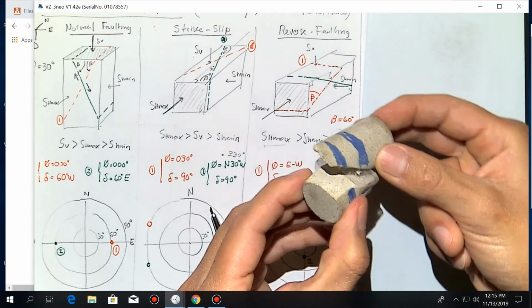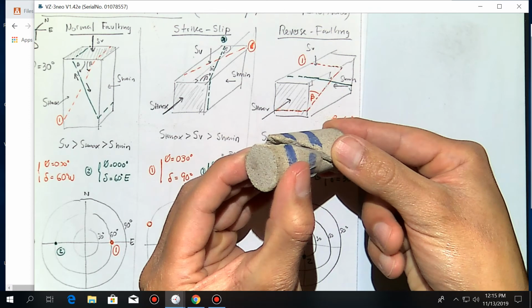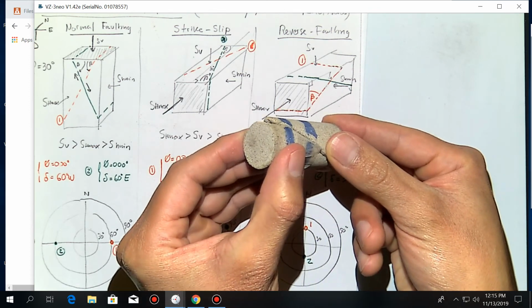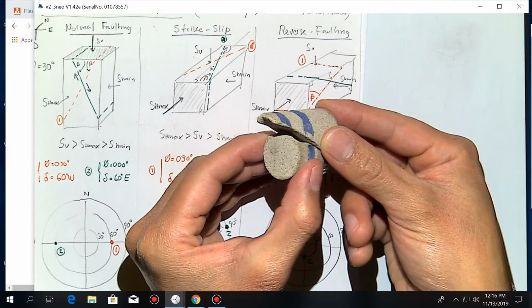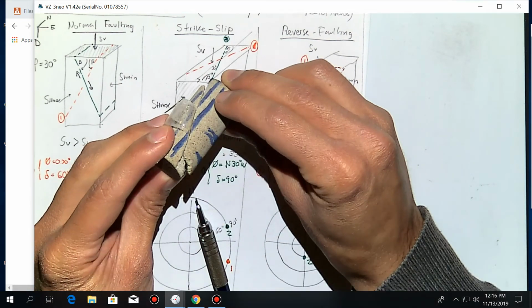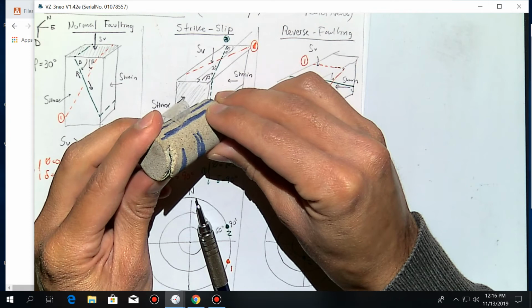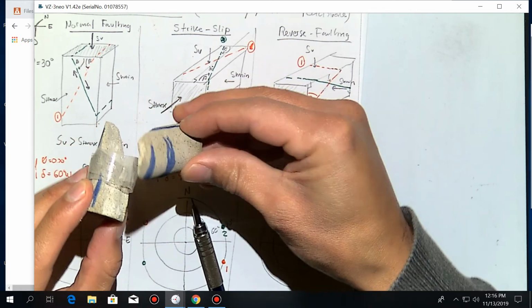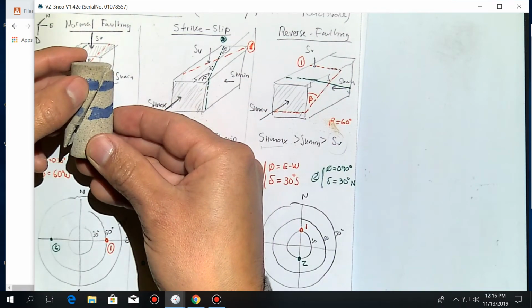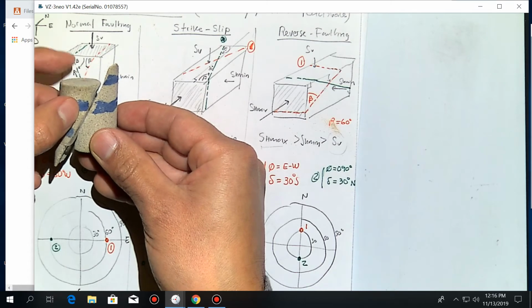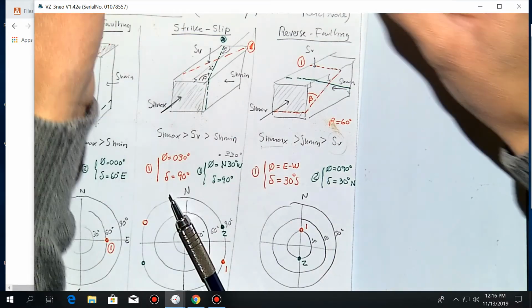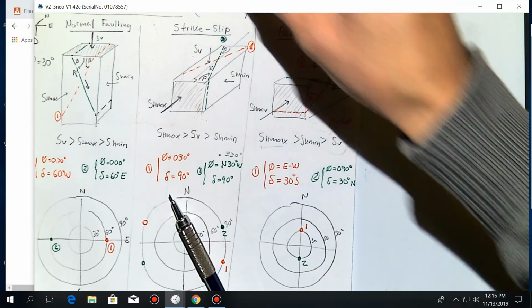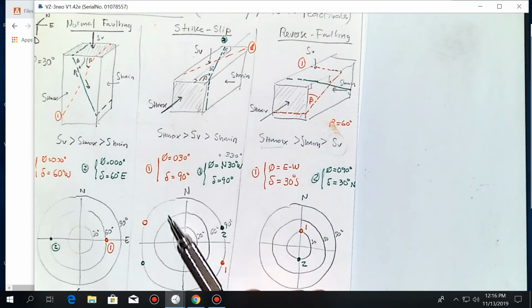That these two parts are going to move, always opening or pushing against the minimum principal stress. In this case, vertical. In this case, horizontal. And in this case, horizontal too. And it moves in the direction of the maximum principal stress. Okay.